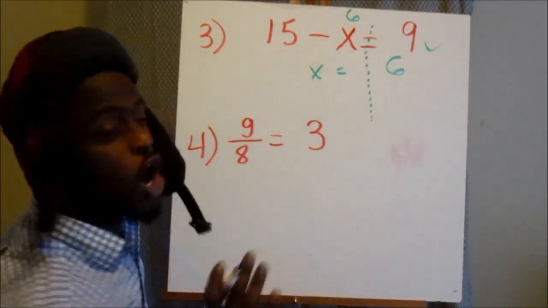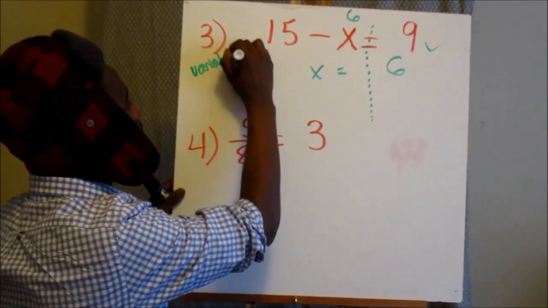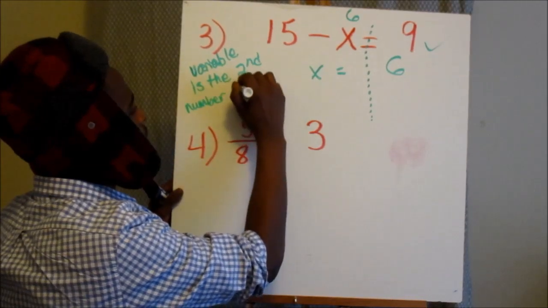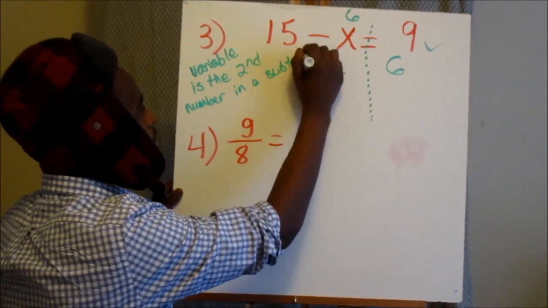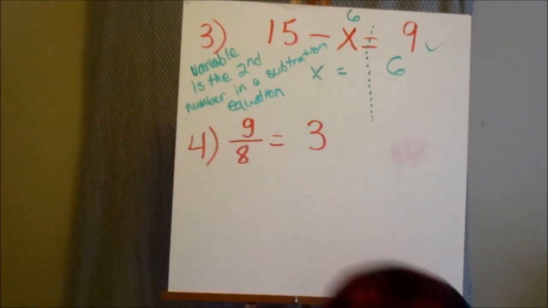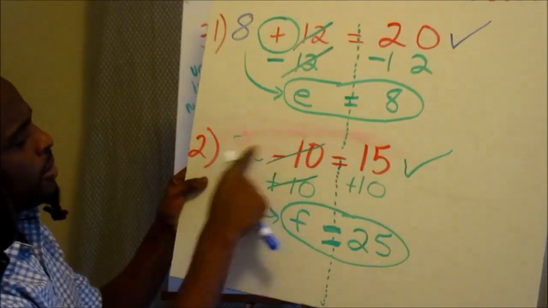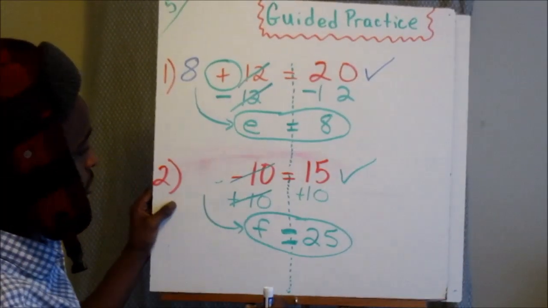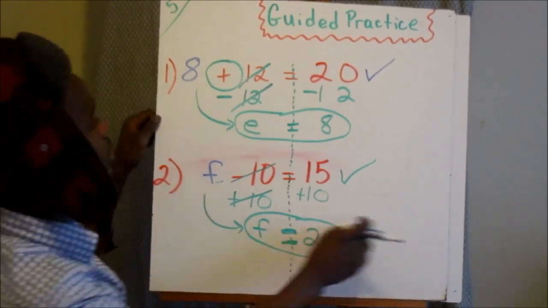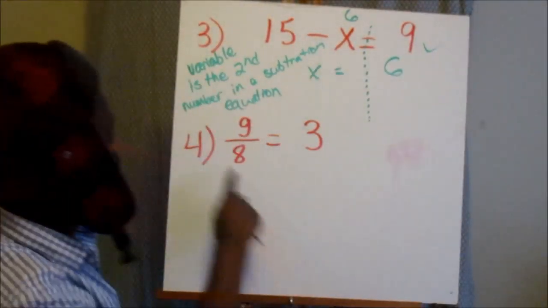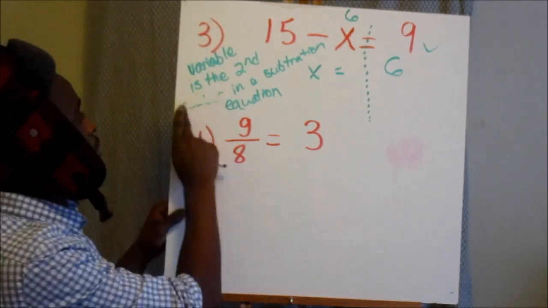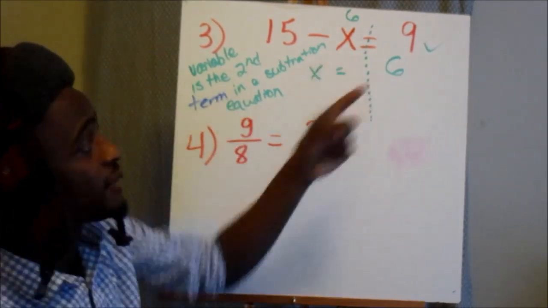And it checks out. Now that is only when the variable is the second number in a subtraction problem or a subtraction equation. Because if we go back to problem number 2, F, the variable, it was a subtraction problem, but the variable was the first term. In number 3, the variable is the second term. So I have to solve it differently.